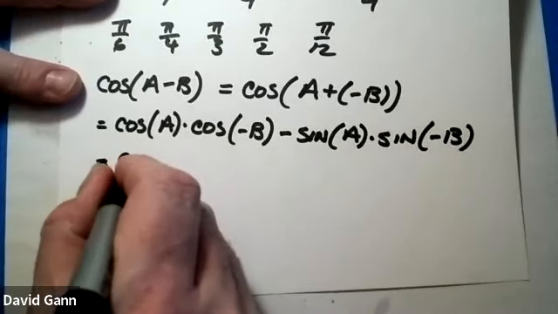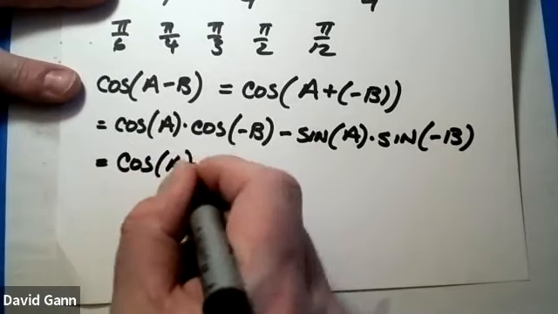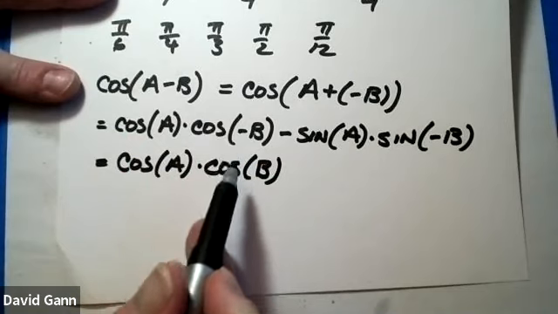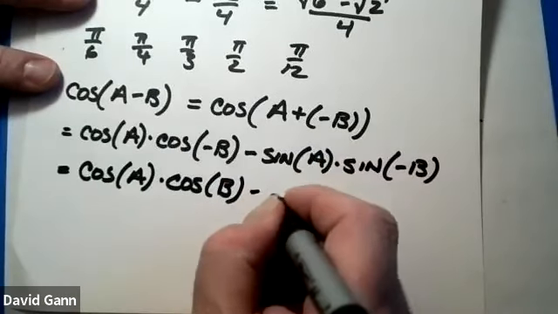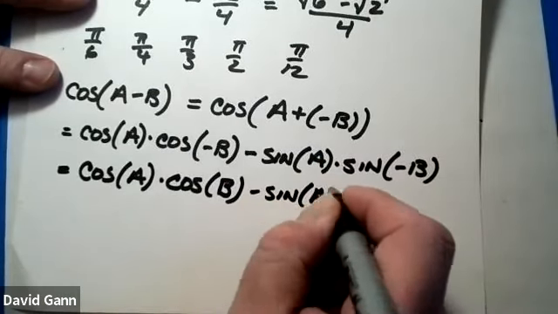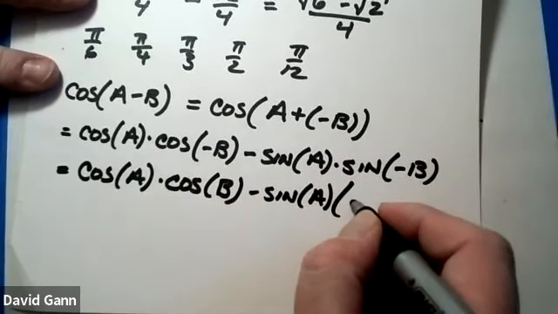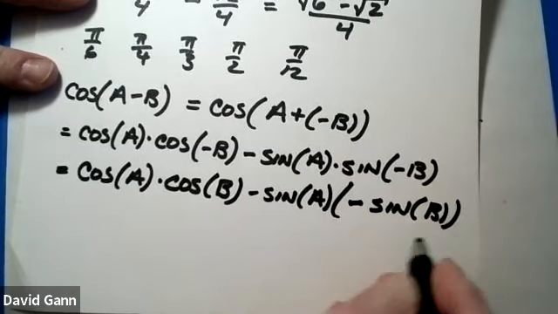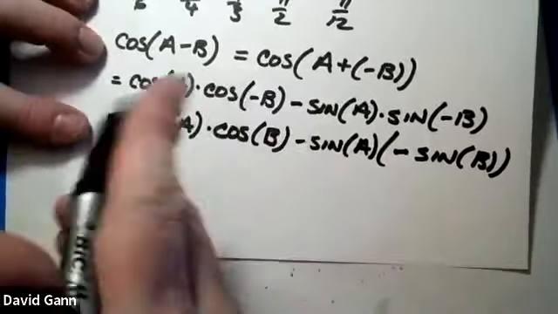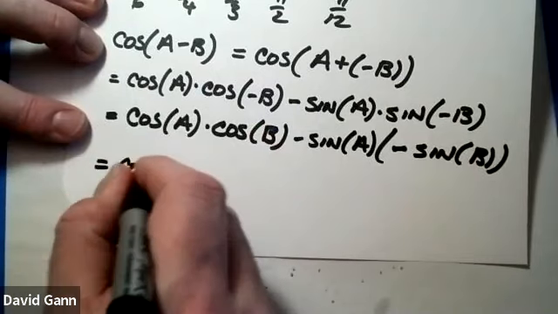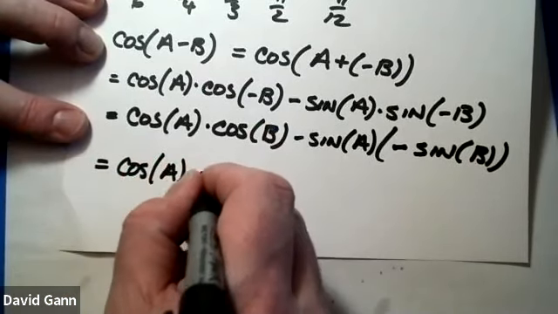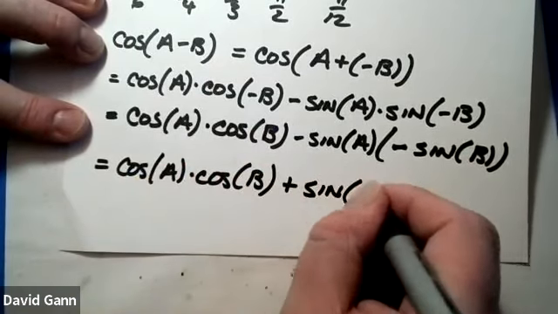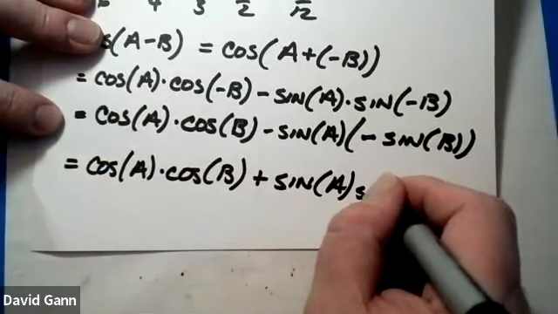The first is that cosine of A times cosine of B, there's the application of that symmetry identity for an even function. And then I have minus sine of A, and I'm going to bracket it off here, minus sine of B. And then I'm going to distribute that negative sign, and I'm left with cosine of A times cosine of B plus sine of A times sine of B.